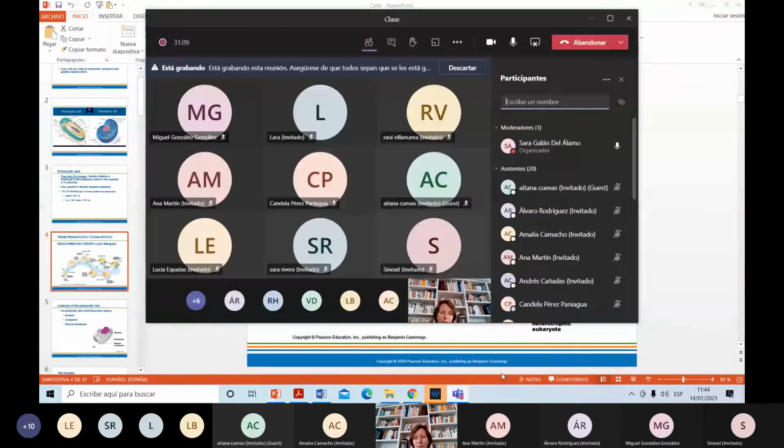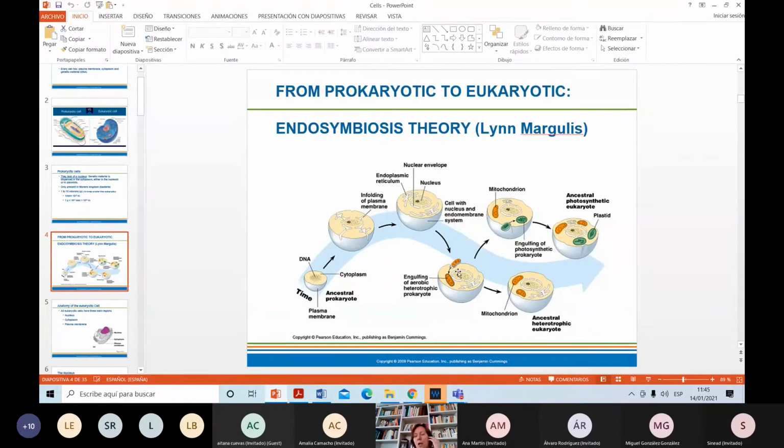Vamos con el siguiente, dejamos descansar ya a Álvaro y tenemos a Amalia. Amalia, could you please turn on your microphone or write on the chat what you consider is the answer for this question? What is happening in this picture represented there? You've got an important label there.